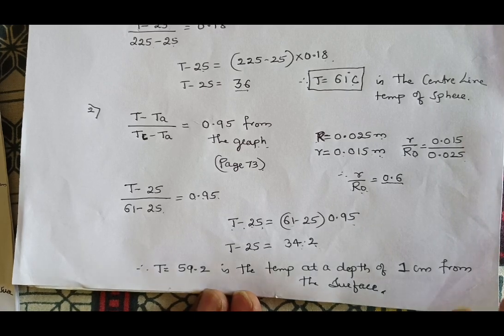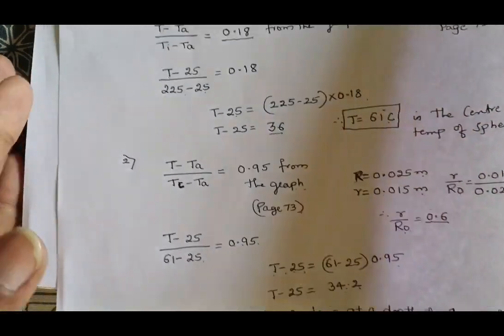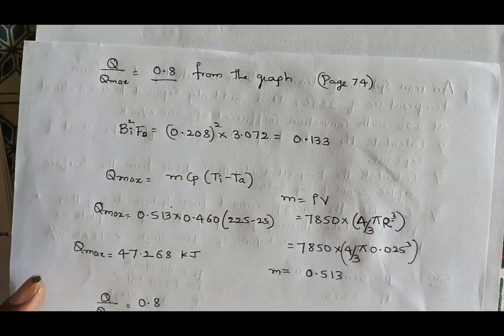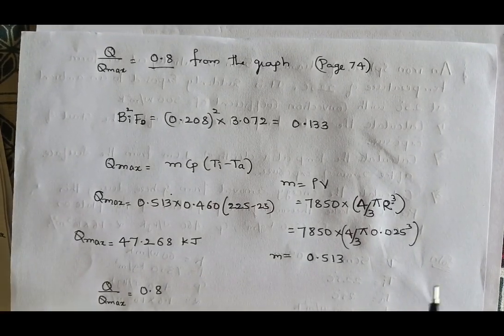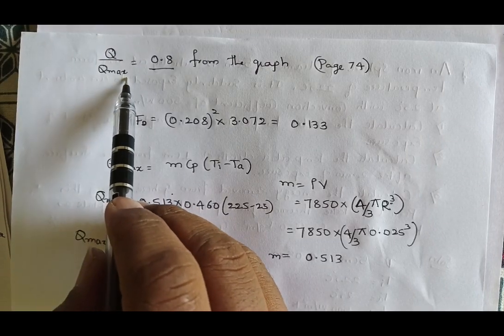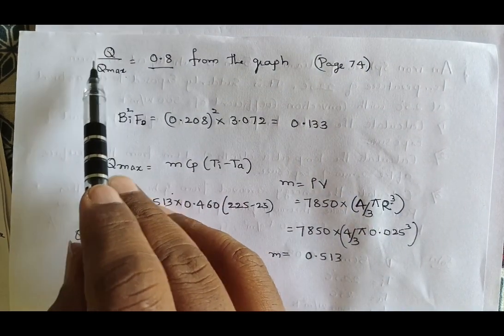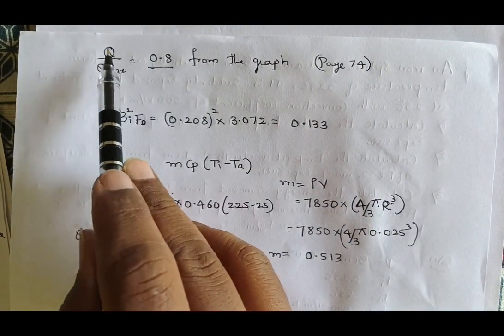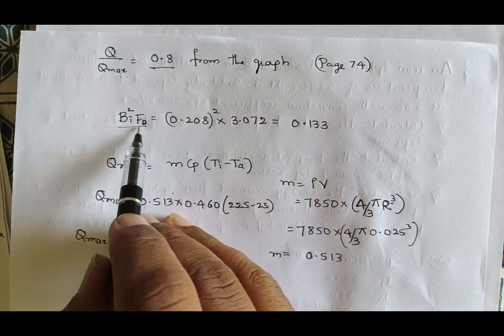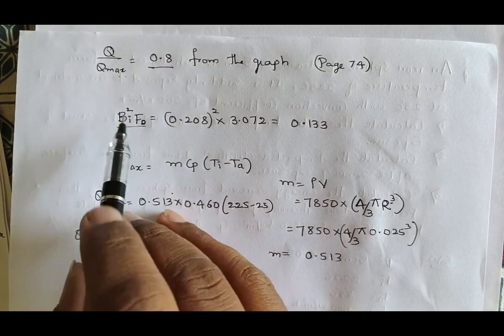So now last we will calculate, what is the energy removed from the sphere during this period? So again we will calculate these values from the graph only. Q divided by Q maximum. So we'll refer page number 74. On the y-axis these values are given, Q divided by Q maximum. So before calculating this, we have to calculate this value, Biot number square into Fourier number, because this is on the x-axis in the graph. So in order to read this value, we have to calculate this value first.